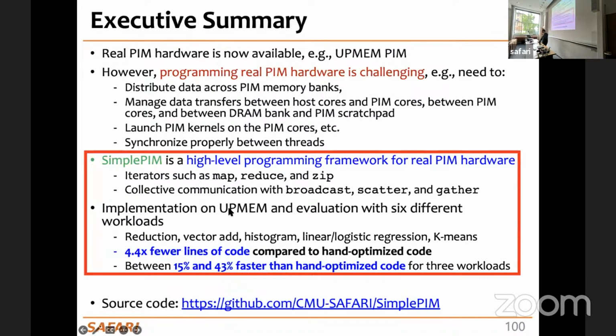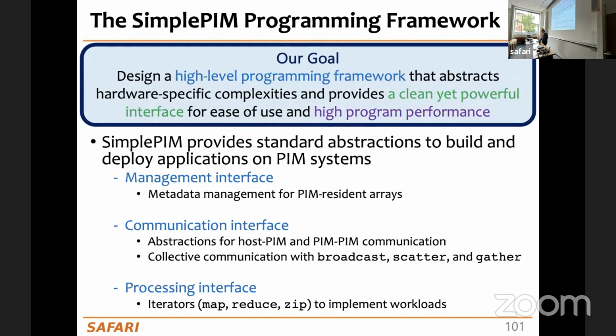And in this work, we have an implementation of it and evaluation with various workloads, as you can see over here. And it turns out you can get higher performance than hand-optimized code for 3 of the workloads, and you can get fewer lines of code for all of the workloads. So overall, it's probably a good approach, but I think this needs to be improved upon going forward also.